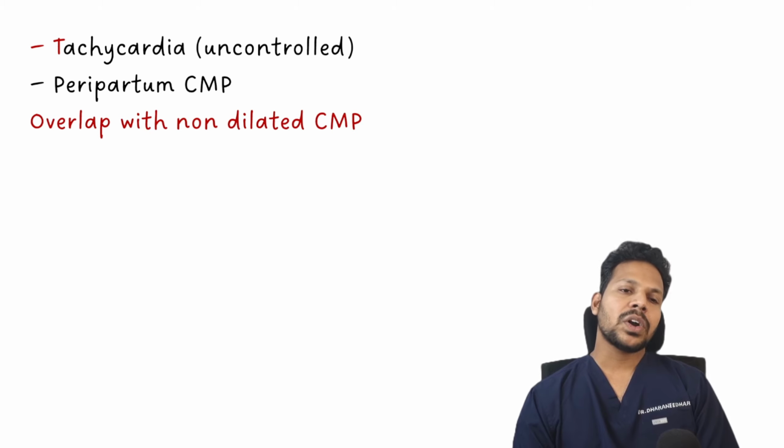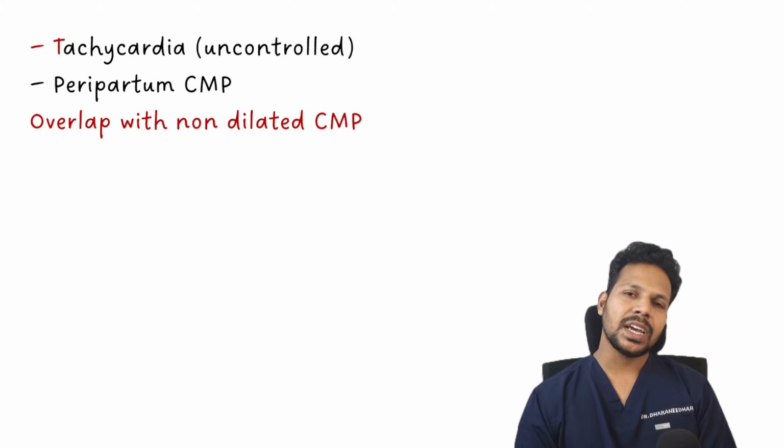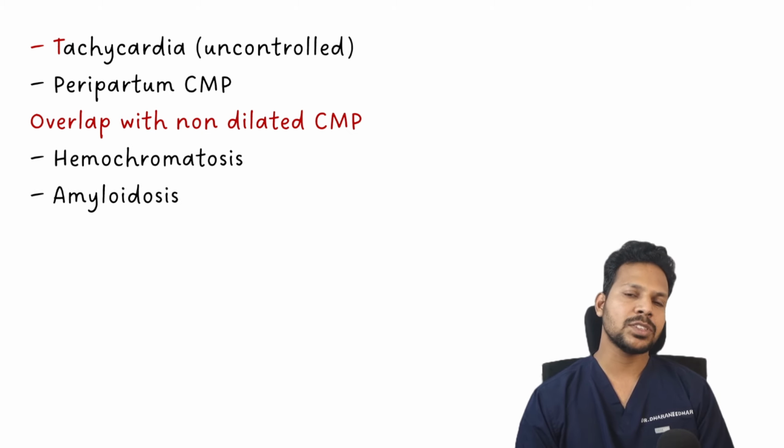Now, overlap with non-dilated cardiomyopathy. There are two disorders which will result in both a dilated cardiomyopathy and a non-dilated cardiomyopathy, that is hemochromatosis and amyloidosis. So both of them can result in either a restrictive cardiomyopathy or a dilated cardiomyopathy.